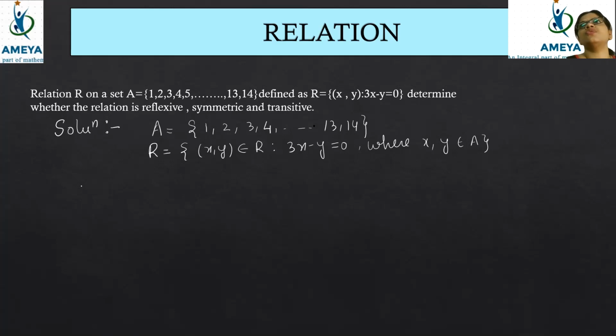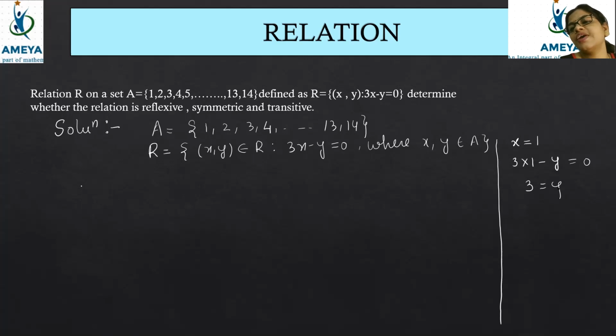So first we will use a rough column and write everything about it. Start with x is equal to 1. In the LHS, when you put x as 1, it becomes 3 into 1 minus y equal to 0. So definitely 3 will be equal to y. So the y value will become 3, that means the relation will have (1, 3).